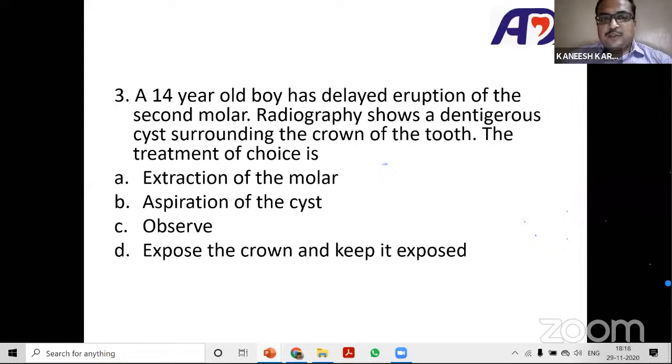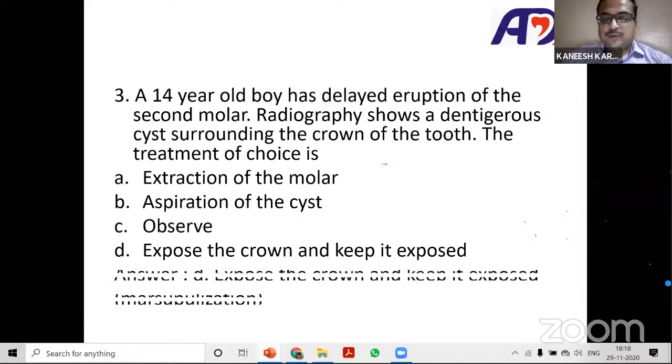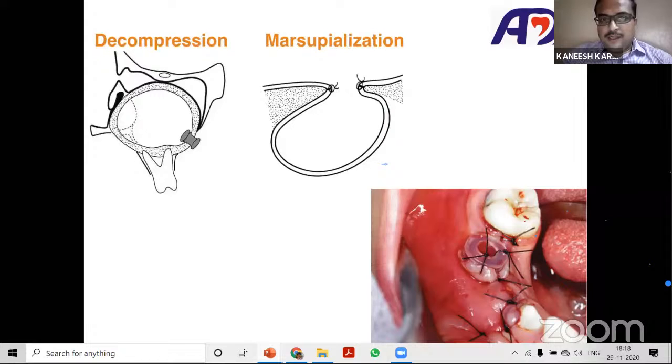14-year-old boy has delayed eruption of the second molar. Radiography shows a dentigerous cyst surrounding the crown of the tooth. The treatment of choice. Yeah, expose the crown and keep it exposed. That is called marsupialization. So what you do is you create a window of opening in the cyst and suture that lining to the adjacent mucosa so that the cyst degranulates and reduces in size and allows the tooth to erupt. So this is marsupialization.